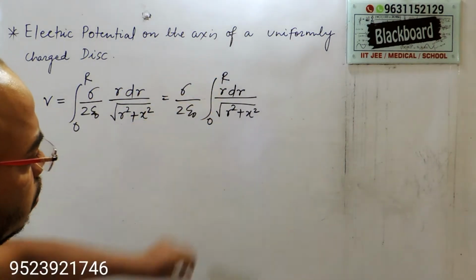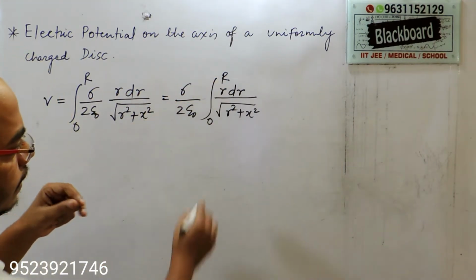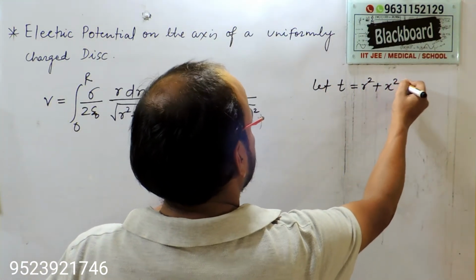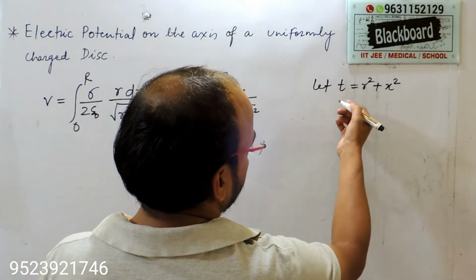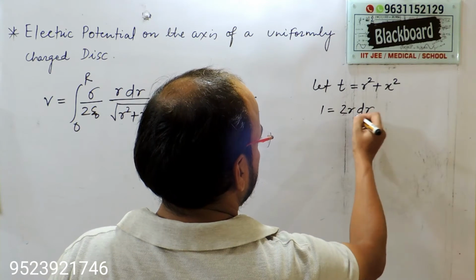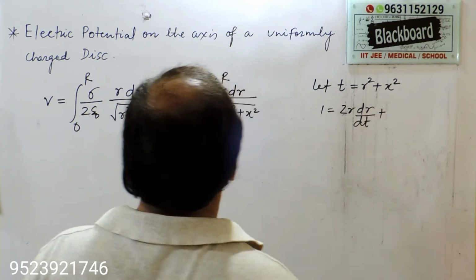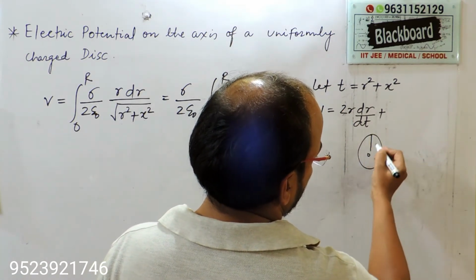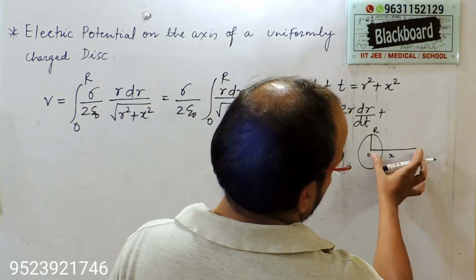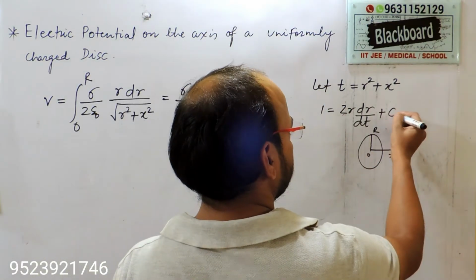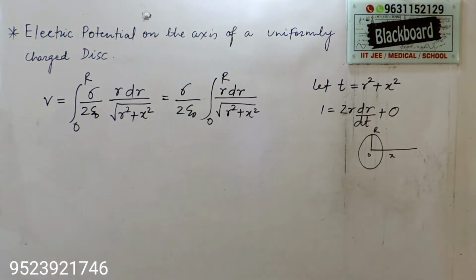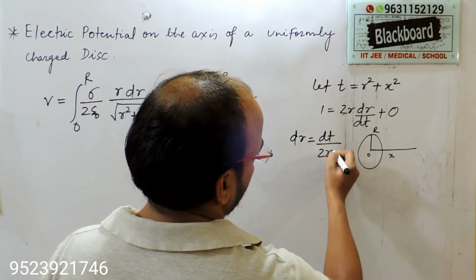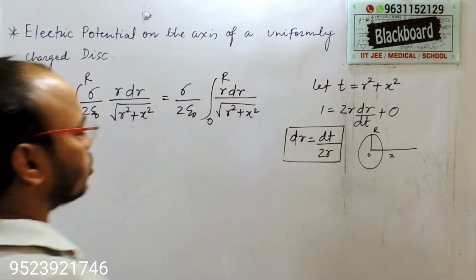Now using substitution you can find the integration of this function. Here let t equal r square plus x square. Differentiating with respect to t, we get r dr. Here x is constant for this ring, r is changing from 0 to r, and the differentiation of a constant function is 0. So you can write dr equals dt by 2r. Now you can substitute here.